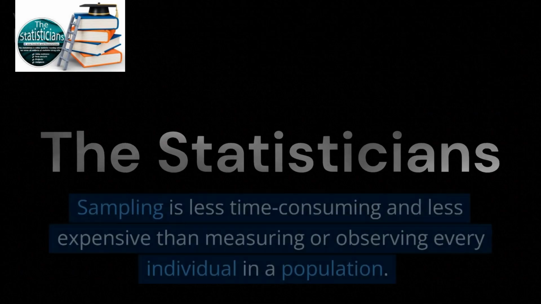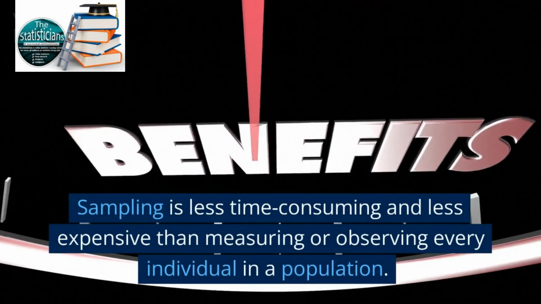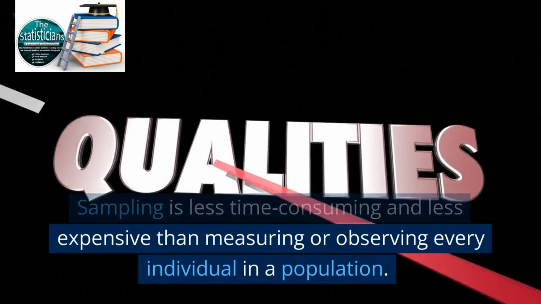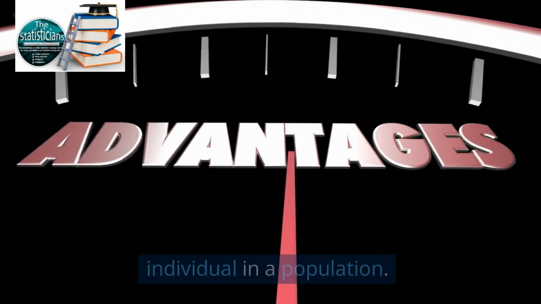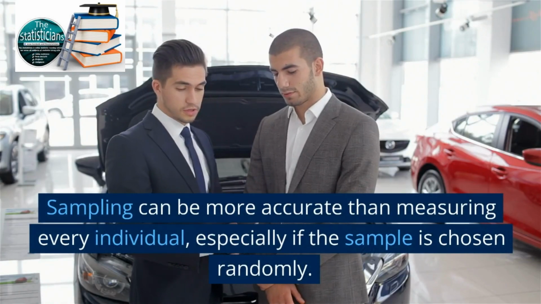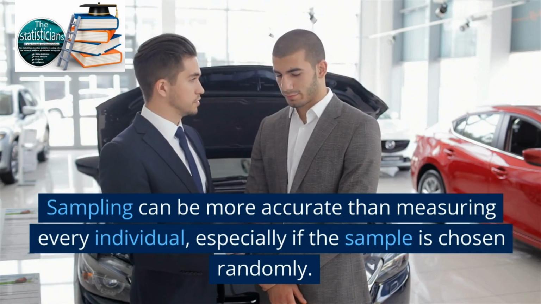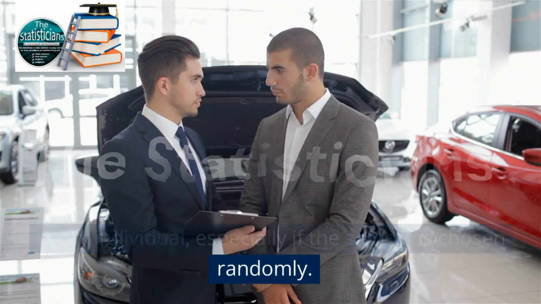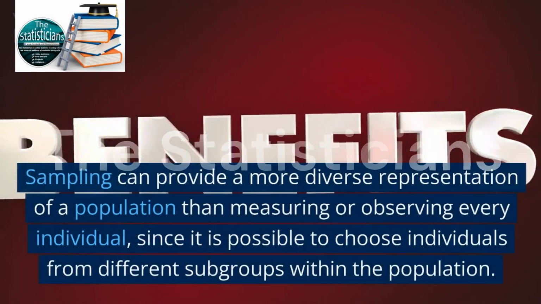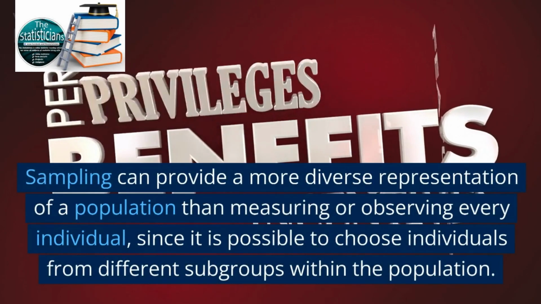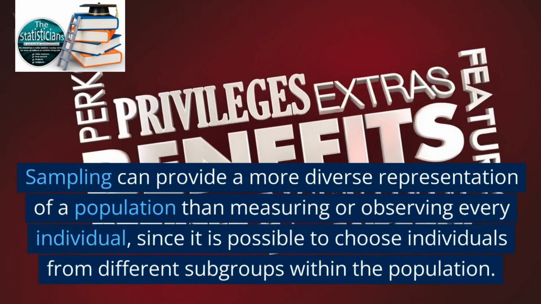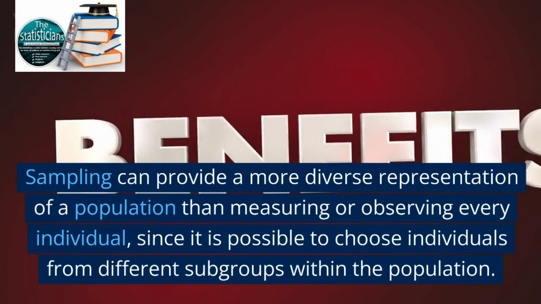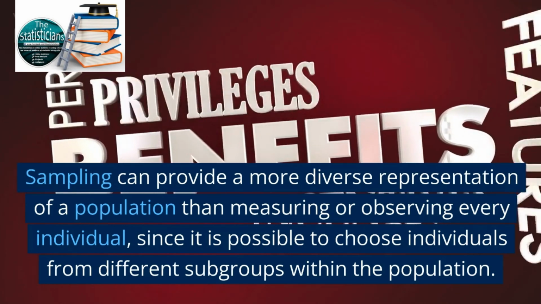Advantages. Sampling is less time-consuming and less expensive than measuring or observing every individual in a population. Sampling can be more accurate than measuring every individual, especially if the sample is chosen randomly. Sampling can provide a more diverse representation of a population than measuring or observing every individual, since it is possible to choose individuals from different subgroups within the population.